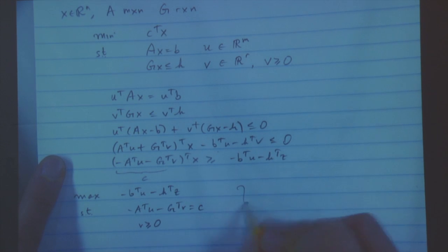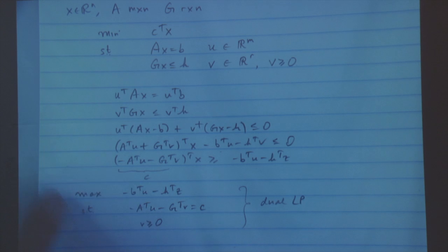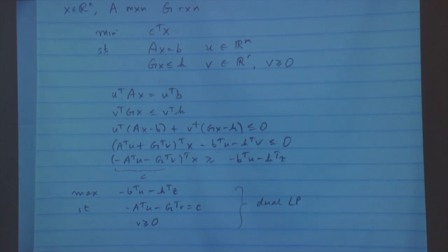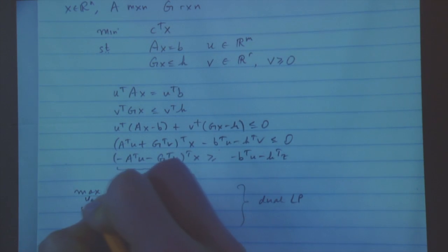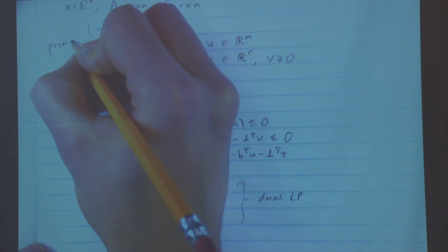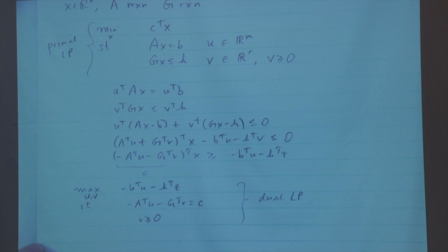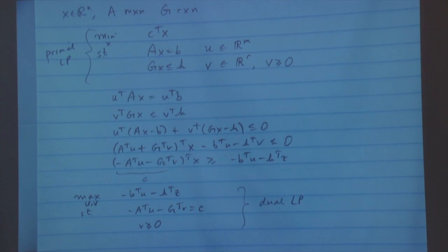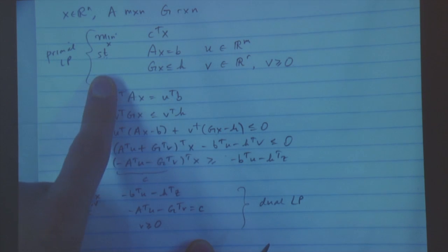So this is called the dual LP. It is a linear program. My variables are u and v. So just to be clear, I'm maximizing this over u and v. This I'm minimizing over x. And this guy was the primal LP. And by construction, again, we know that the optimal value of this linear program is less than or equal to the value of this one.